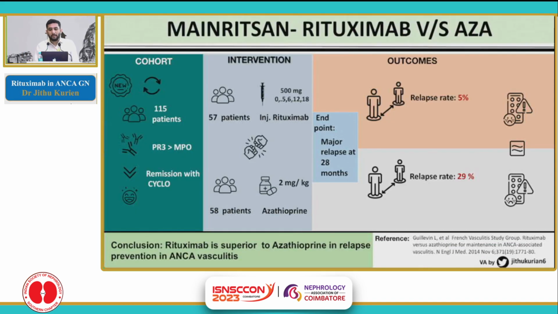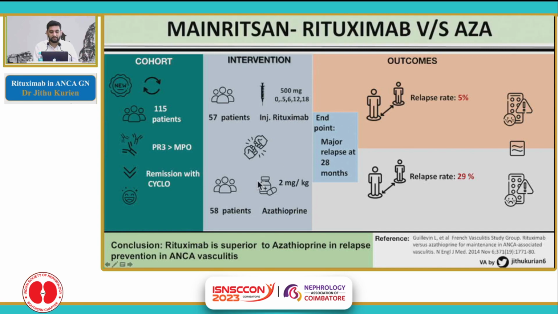In the MAINRITSAN trial, we compared rituximab versus azathioprine in a cohort. They had new disease as well as relapsing disease. The total number of patients was 115. The most important point, this cohort had predominantly PR3 positive disease, and they were all remitted with cyclophosphamide. The dosage of rituximab is important because we'll come to this again in the guidelines. The rituximab was dosed at day 0, day 14, and 6, 12, and 18 months.